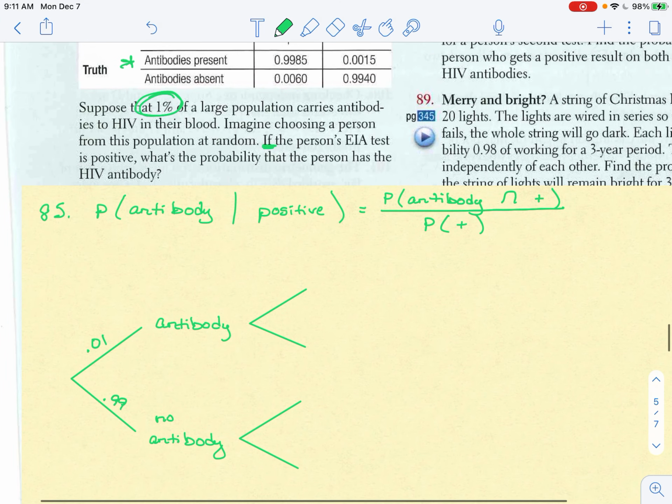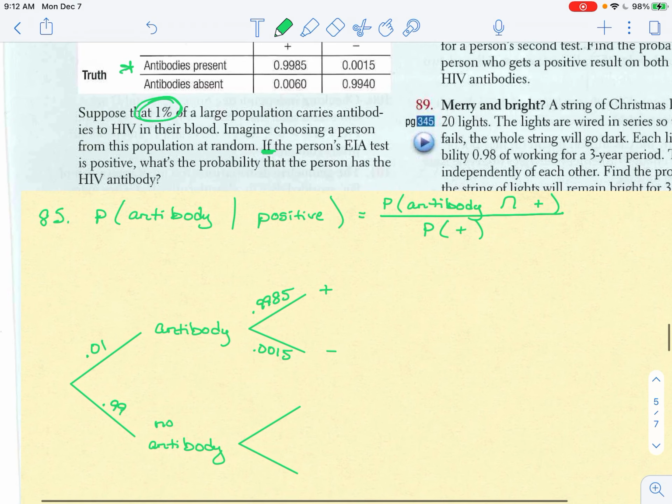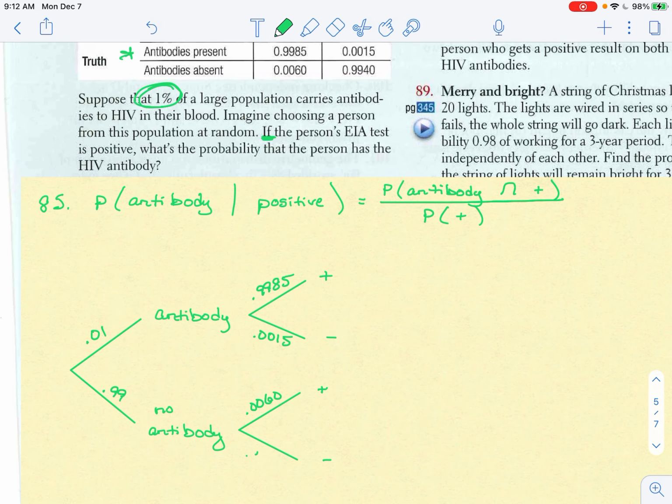Now that I know that there are antibodies, the table is telling me that the test will read positive 0.9985 of the time for those antibody-full people. It'll tell them they're negative, which is not the accurate result, less than 1% of the time, but it does happen. Similarly, if you do not have the antibodies in your blood, this is saying that the test will tell you you do, 0.006 is your probability, so 0.6% of the time. It'll be accurate and tell you it's negative for antibodies the remaining 0.9940. So these conditional probabilities were all found in this chart.